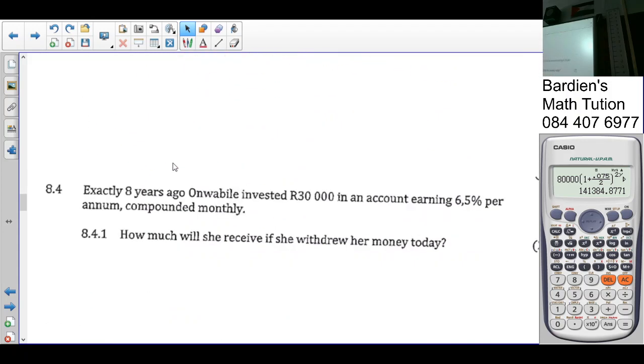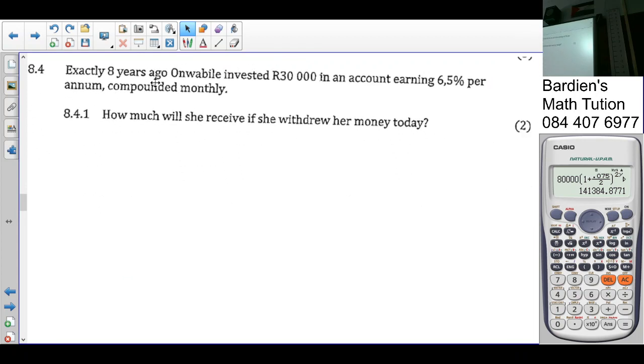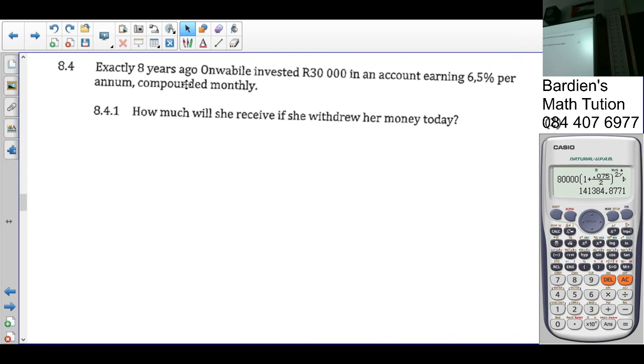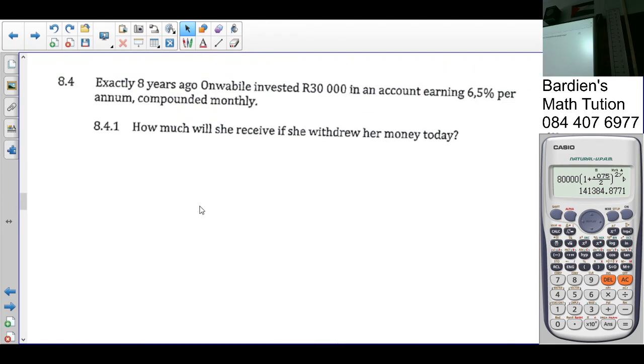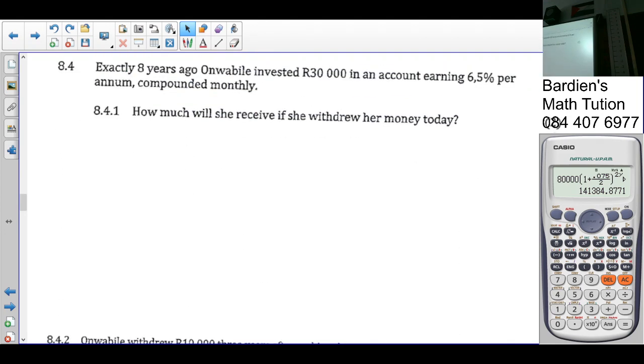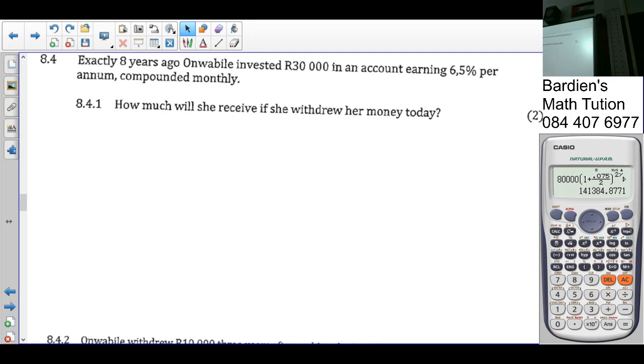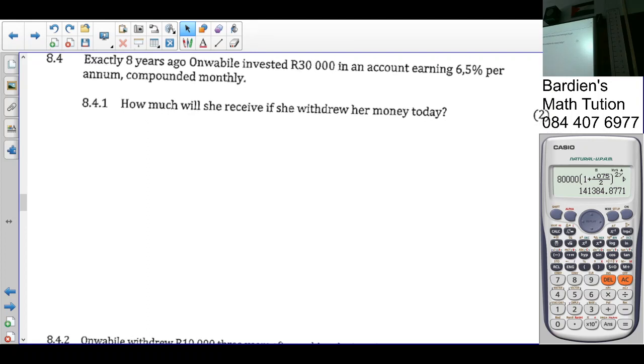Okay. Anybody else? Right, so let's go to the next one. Question 4. In question 4, we are told exactly 8 years ago, Onwabili invested 30,000 in an account, earning 6.5% per annum compounded monthly. How much will she receive if she withdraws the money today? So exactly 8 years ago. So how long was the money in the account?